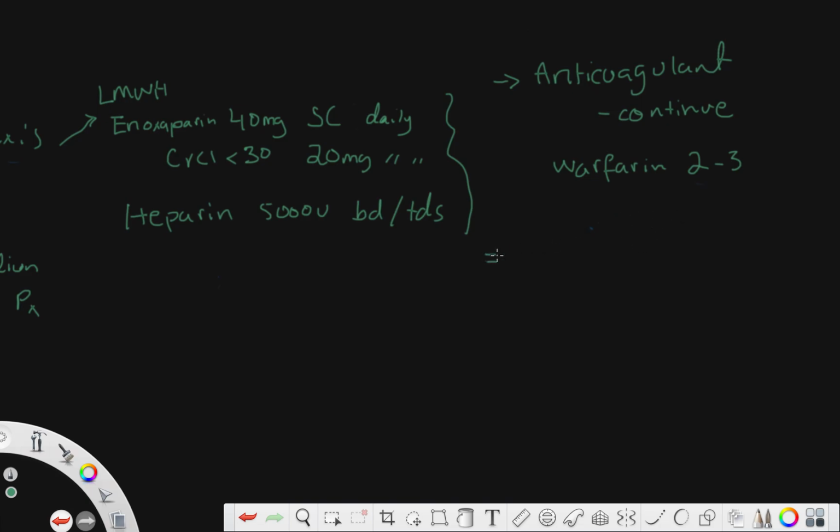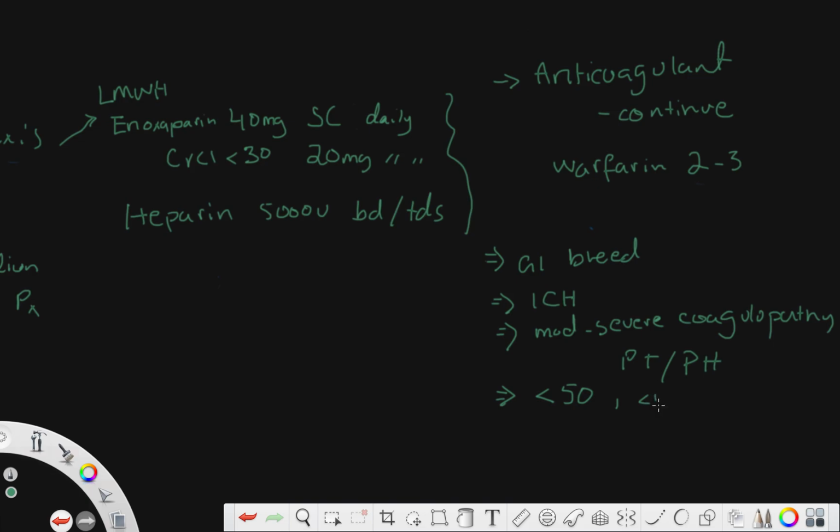The last thing that I want to add is that these agents are contraindicated in anyone with a GI bleed or an active bleed, anyone basically who's at a high risk of bleed, and hemorrhages, so intracranial hemorrhage. They're also contraindicated in moderate to severe coagulopathies. So if the PTT is markedly increased. The other ones would be platelets less than 50, or less than 100 if there are other bleeding risks. And there are some other instances, for example, platelet disorders and things of that nature.